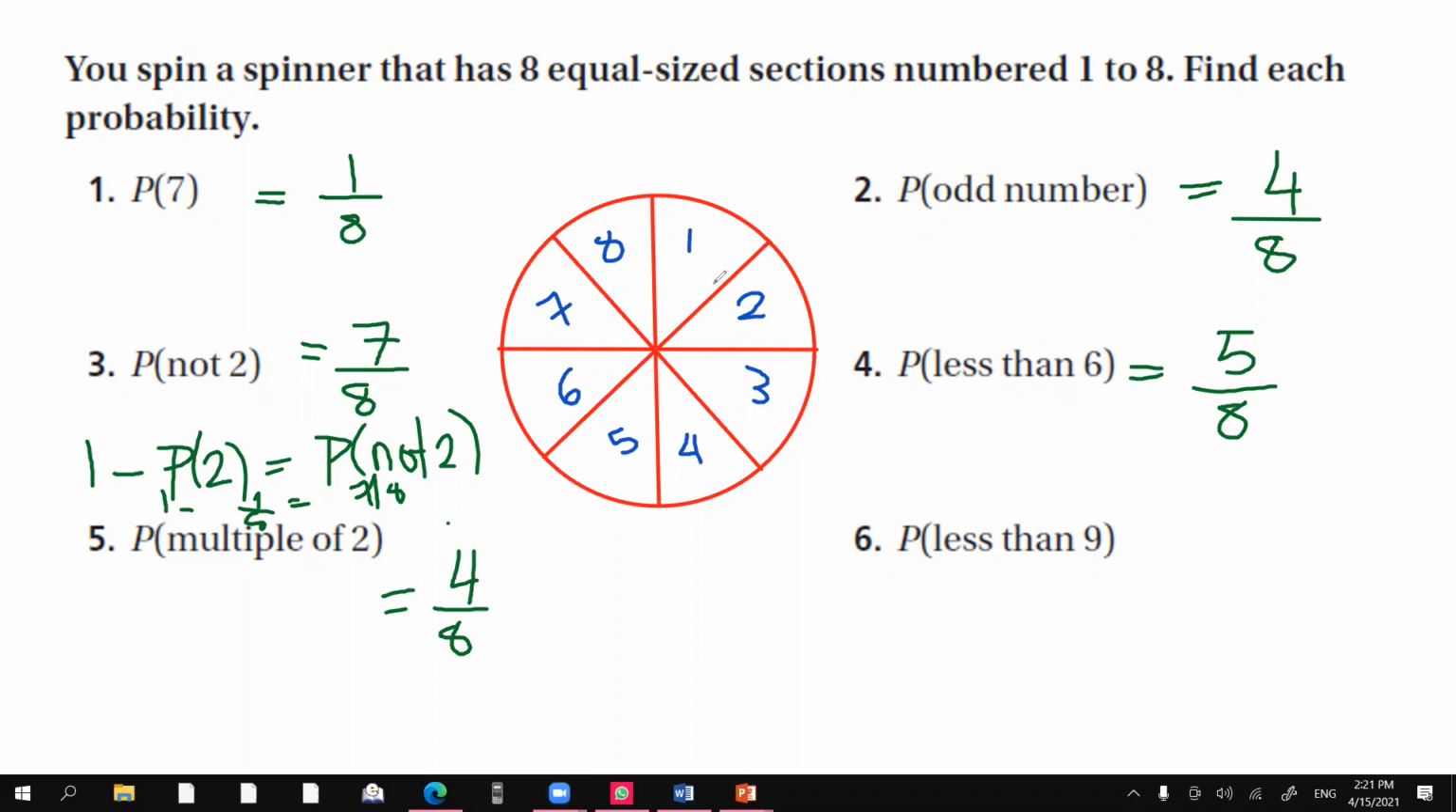Now, how many numbers are less than 9? 8 over 8. We have all the numbers, which equals 1. That's it. Is it clear? Yes, miss. Okay.